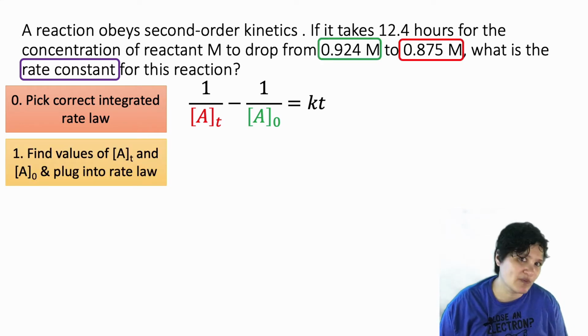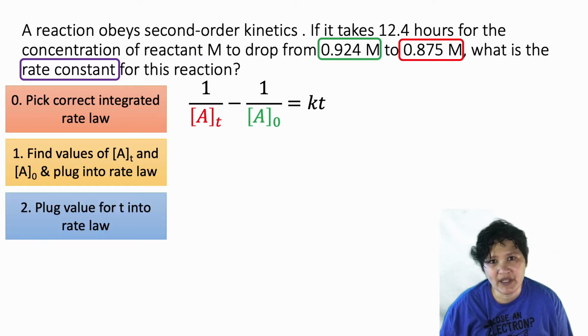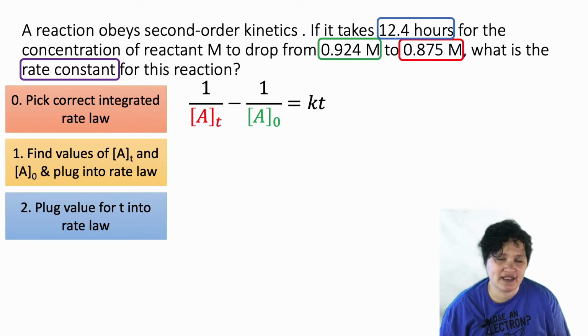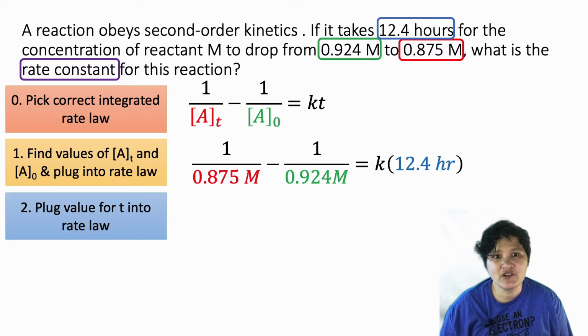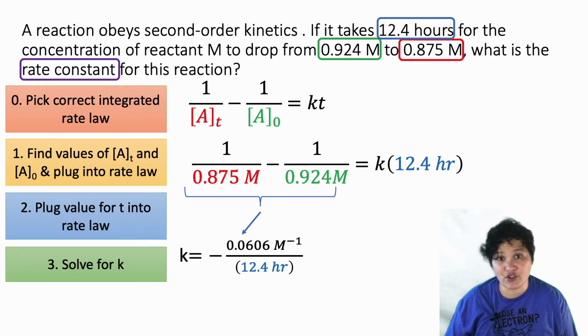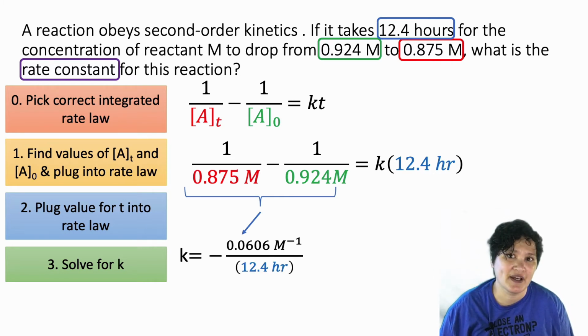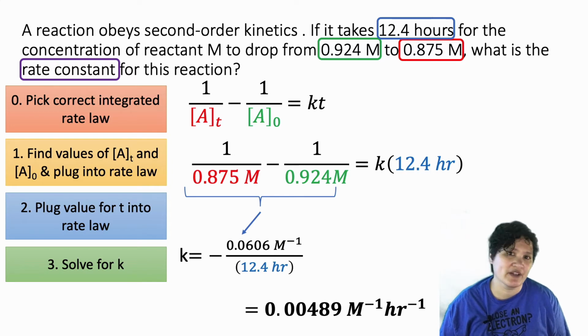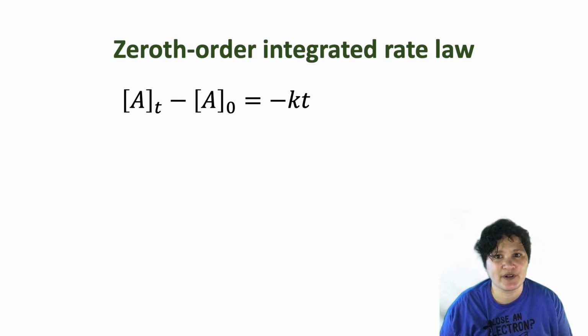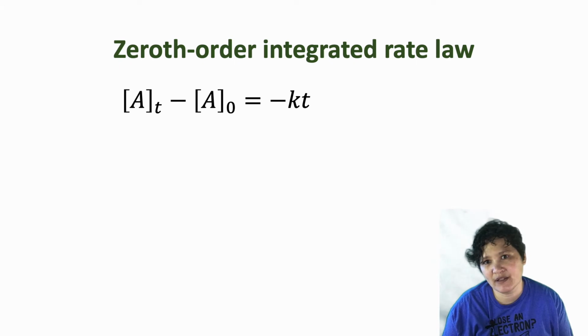Again, A t is going to be the smaller of the two concentrations, and A naught is going to be the larger one. We also need to plug in our value for t, and we can spot that just by looking for something in the problem that has time units. Plugging those values into the equation, we then get to solve for k. Again, let's simplify this part with the inverses first, then divide by the time. And then we plug it into our calculator and we get a value for k of 0.00489 per molar per hour.